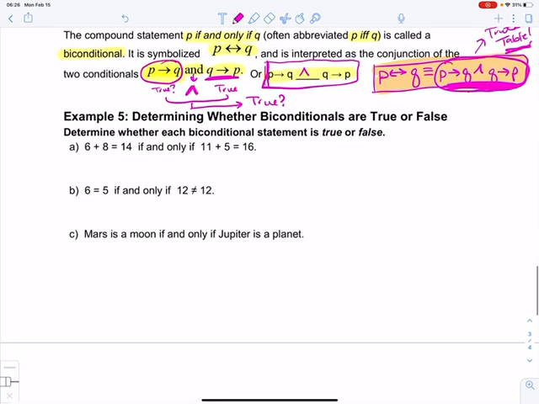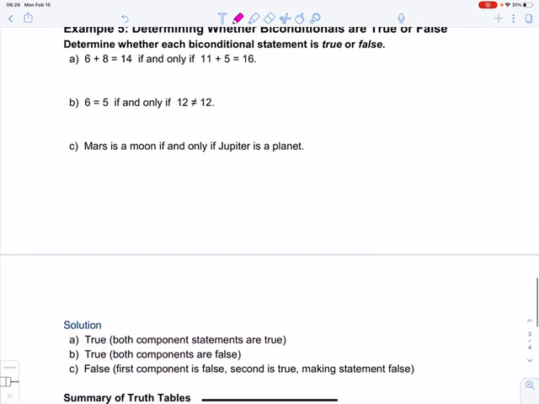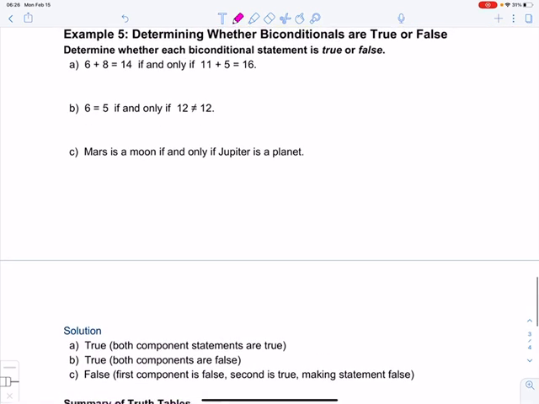All right. So one of the things that you're going to be asked to do is this objective right here. Example 5, determining whether biconditionals are true or false. Well, let's look at it. We're asked to determine whether each biconditional statement is true or false. And this is something you're going to do in your MyMathLab, and I'm going to teach you how to do it.